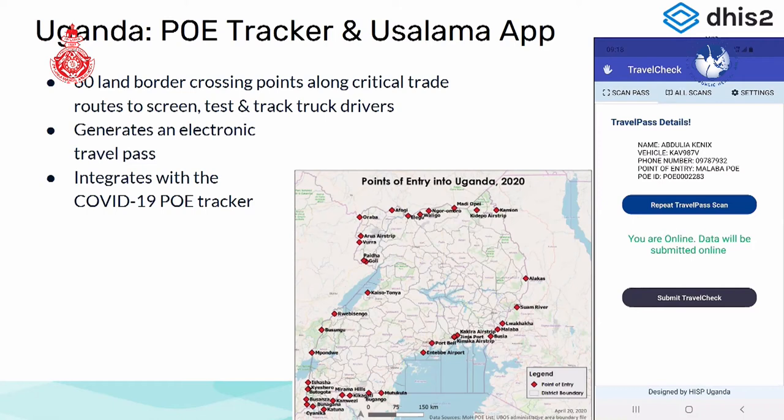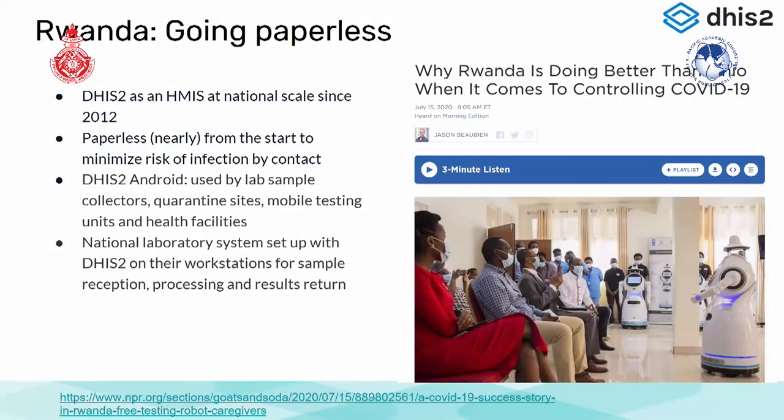And here they have generated an electronic travel pass, which has enabled this system of tracking the drivers, tracking the trucks through the country. So that is a very typical feature in the border control, port of entry control in African countries, and similar is done in other countries.